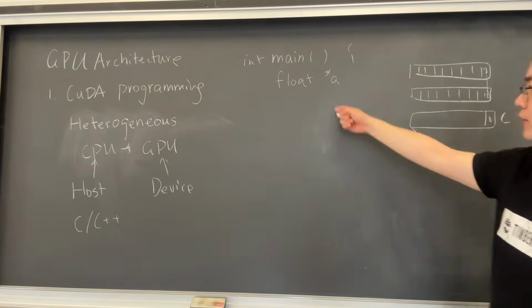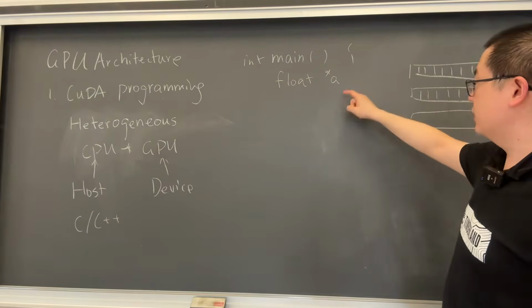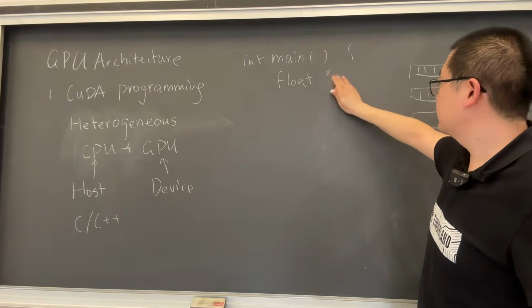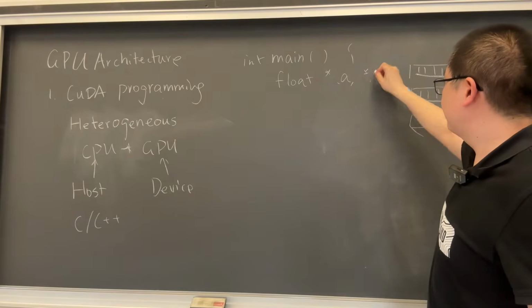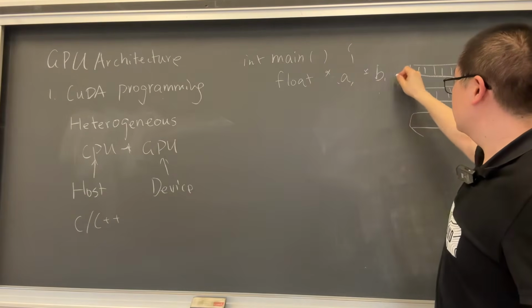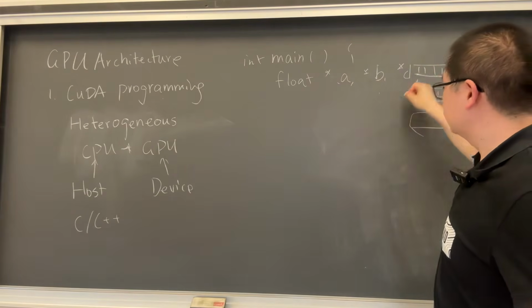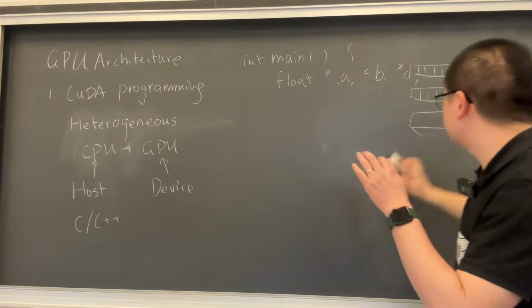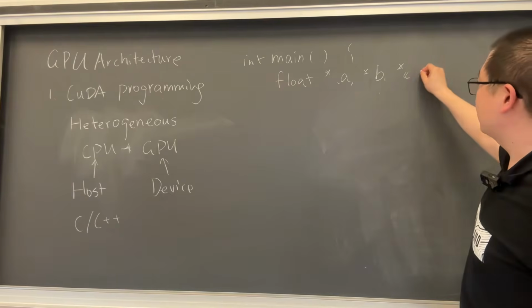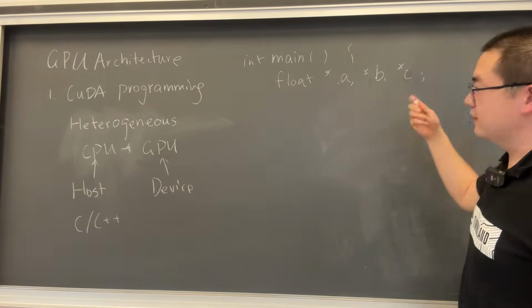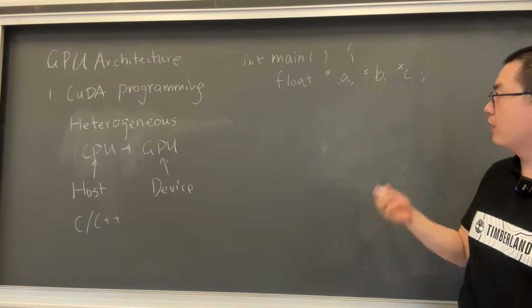So we start with a float pointer. Then we start with float pointer A, pointer B, and pointer C. Okay, so treat my code as pseudocode. Don't think it can be grammatically correct. It's just the idea. This is how GPU programming works.